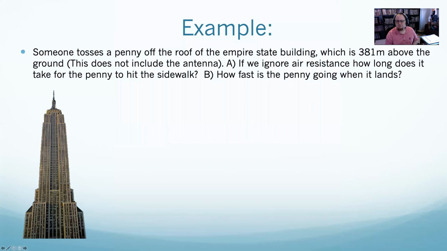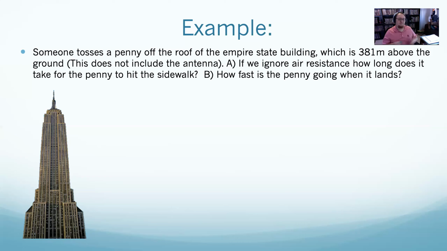So for my free fall question, I want to do an example problem. You've probably heard the thing before that if someone throws a penny off the Empire State Building, it would be going fast enough when it hits the ground to crack the sidewalk. That is making one major assumption, but let's make that assumption and do a problem. Say someone tosses a penny off the roof of the Empire State Building, which is 381 meters above the ground, not including the antenna. This is like to the last place people can stand. If we ignore air resistance, and there's the big assumption there, and I'll come back to that assumption in a little bit, how long does it take for the penny to hit the sidewalk? And how fast is the penny going when it does hit the sidewalk?